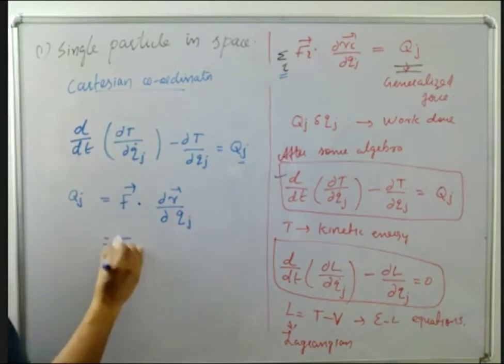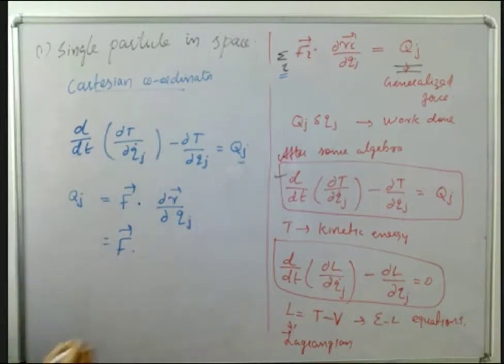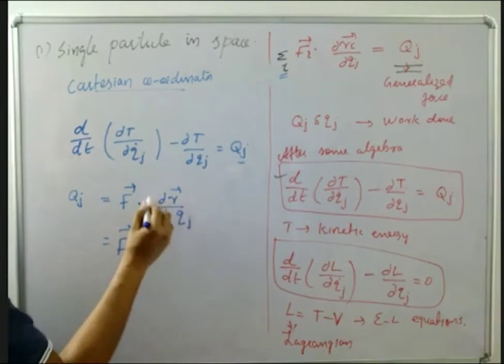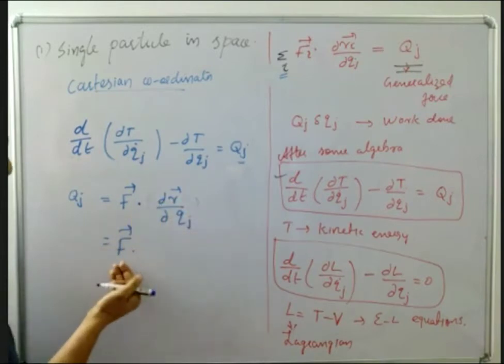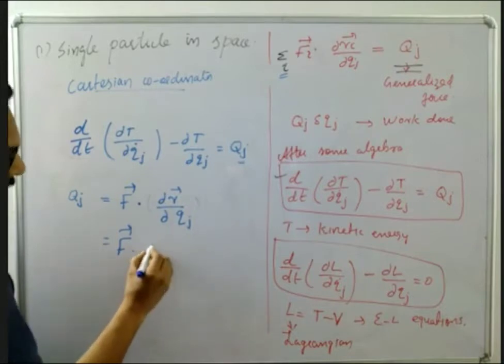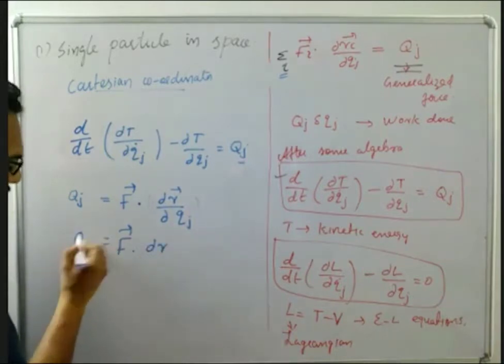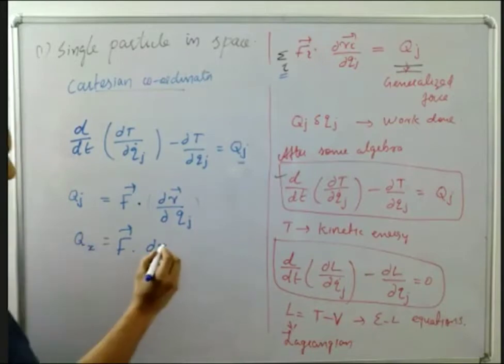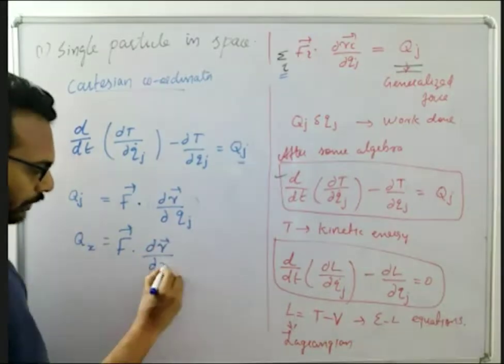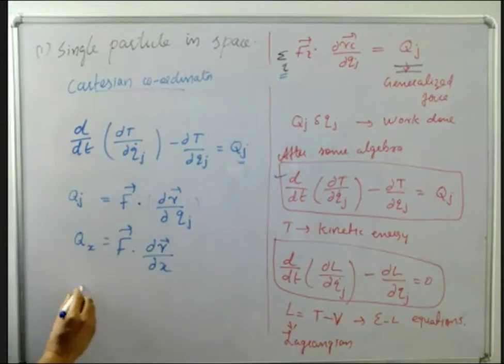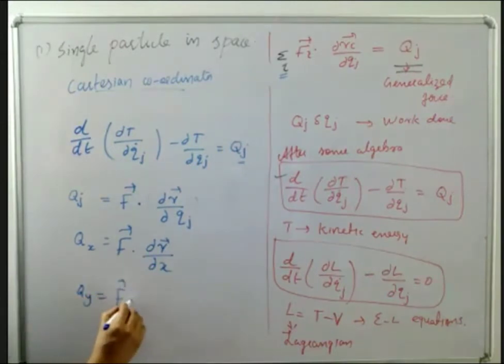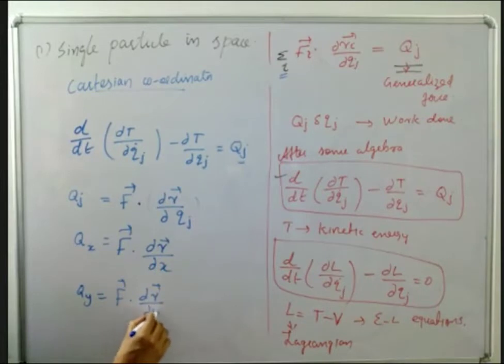This is a vector equation, so there are three components. Let's write Q_x as F vector dot dou r vector by dou x, and Q_y would be F vector dot dou r vector by dou y, and Q_z would be equal to F vector dot dou r vector by dou z.